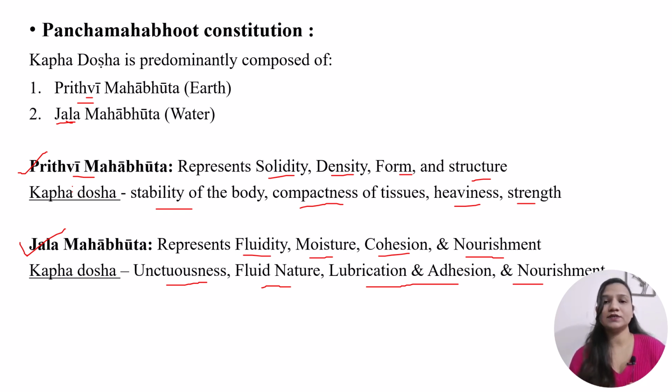So structure is maintained by Prithvi Mahabhoot, that we already discussed, and lubrication and nourishment is given to the body by the presence of Jala Mahabhoot. So Kapha Dosh performs these important functions, maintaining structures, giving lubrication and nourishment, because of the presence of two important Mahabhoot, which are first Prithvi Mahabhoot and second Jala Mahabhoot.